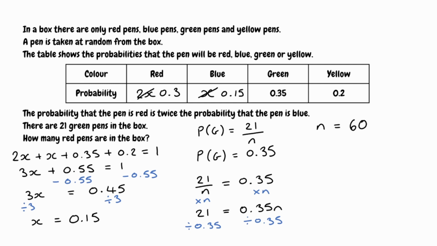So now that we've figured out the total, we can find out how many red pens there are. So to find out the amount of red pens, we're just going to take the probability of picking a red pen, which from the table is 0.3, and we're going to multiply that by the total number of pens in the box, which we've just figured out to be 60. So if we do 0.3 multiplied by 60, that's going to give us 18. So there are 18 red pens in the box.